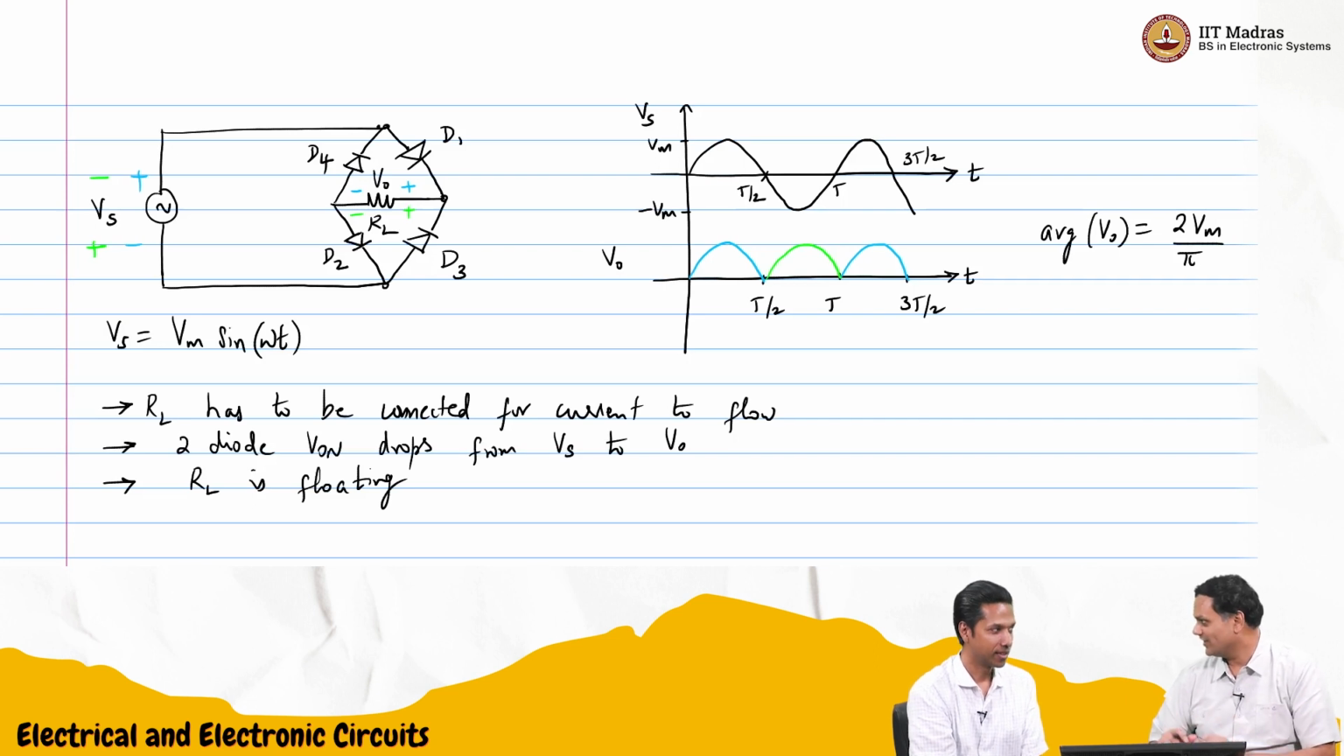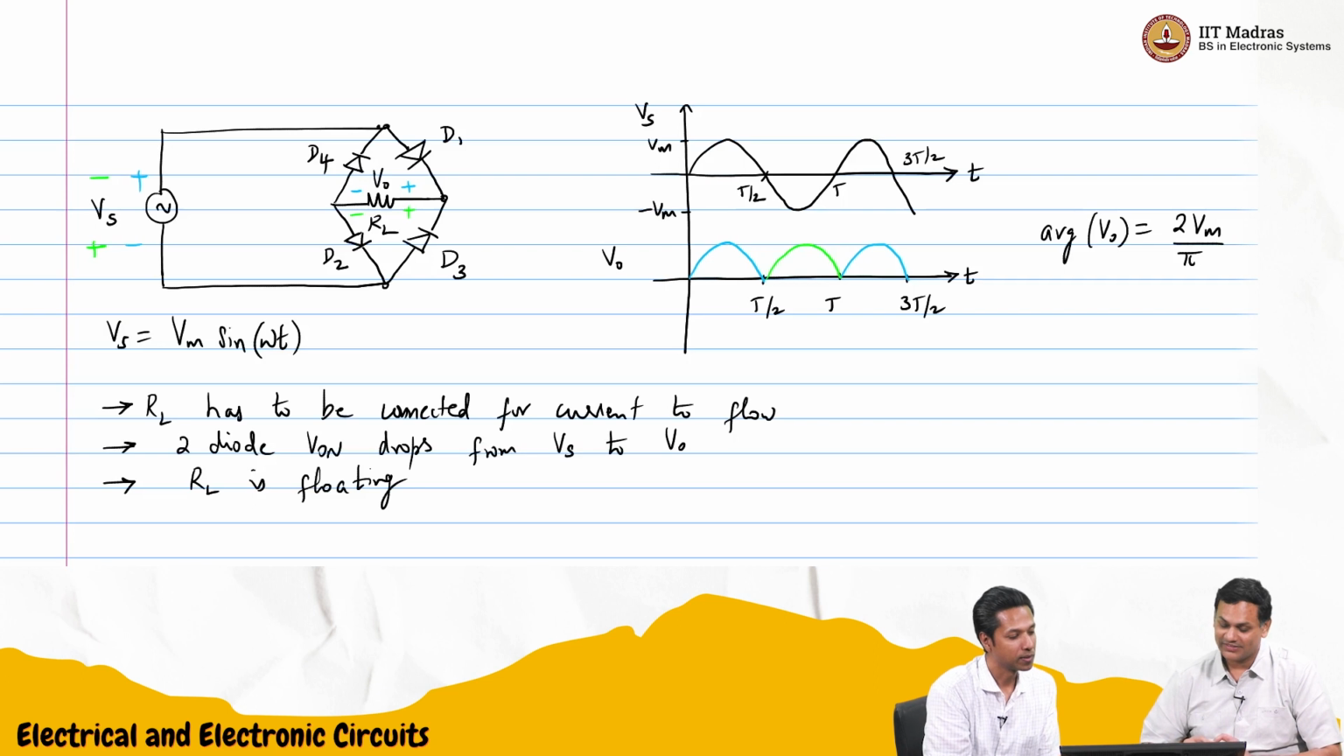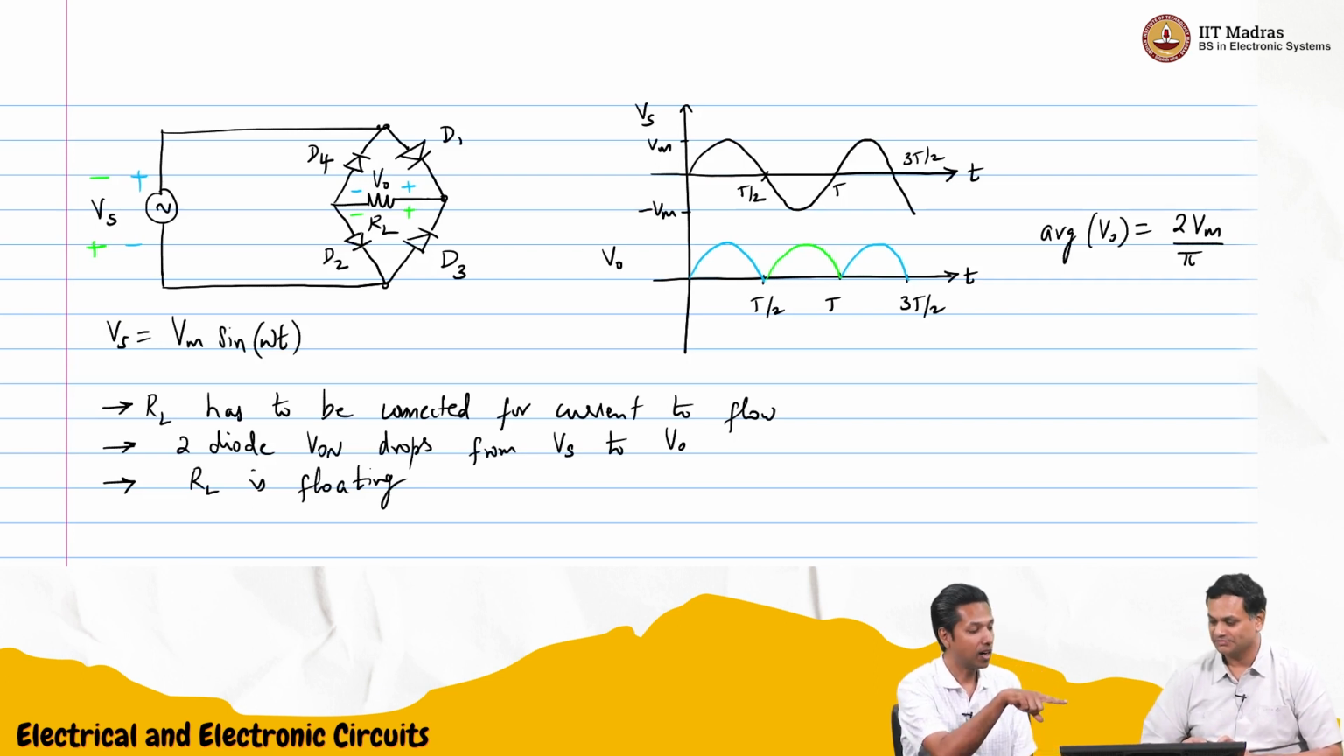It's always a grounded output that can be measured. Can it measure the difference in voltage? It can. We'll find out. I think it should be able to. So when we say RL is floating, both terminals are available to us.